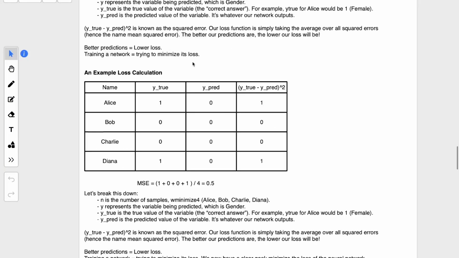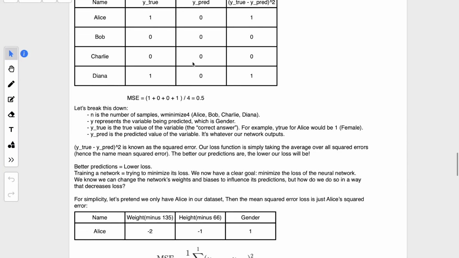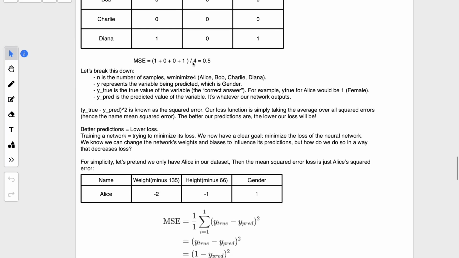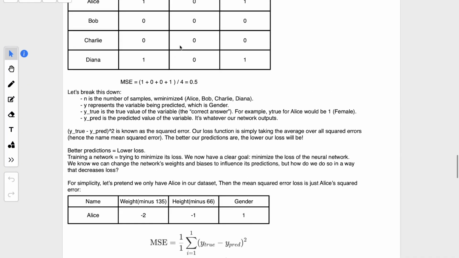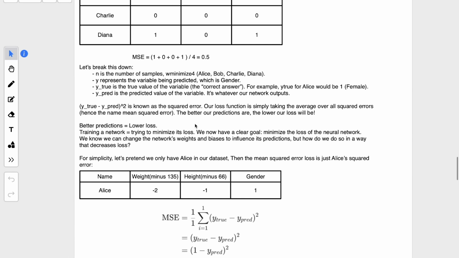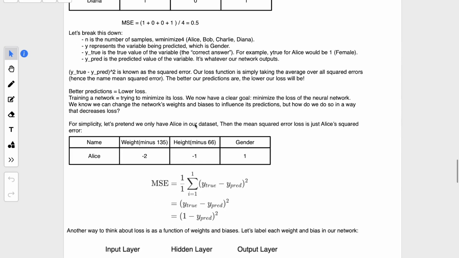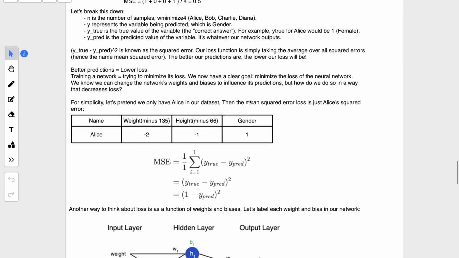So let's keep in mind all these terminologies. We will be making use of them to find out how we update our weights and biases while training the neural network. So better predictions equal lower loss. If all the predictions are correct, right, the loss will be 0. So training a neural network means minimizing the loss as much as possible. As the loss is minimized, our neural network will perform better, right? So we now have a clear goal, which is to minimize our loss.